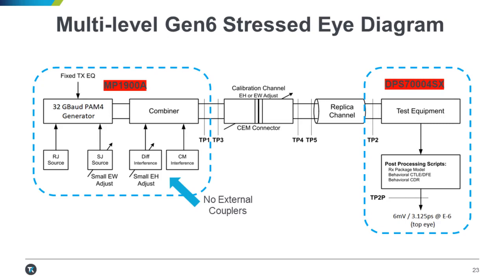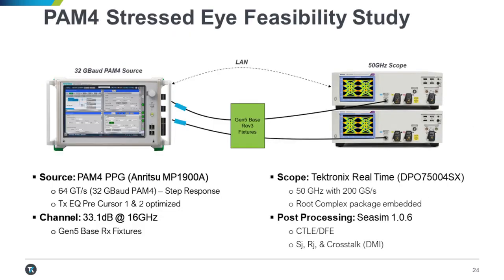And ultimately, you're trying to get to that target eye. We focus on the top eye for Gen 6, 6 millivolts, 3.125 picoseconds at e to the minus 6. And we have knobs to get there. So we've got channel loss, which is our coarsest knob, and some fine tuning that can be done with RJ and DMI to adjust eye width and eye height a bit further.